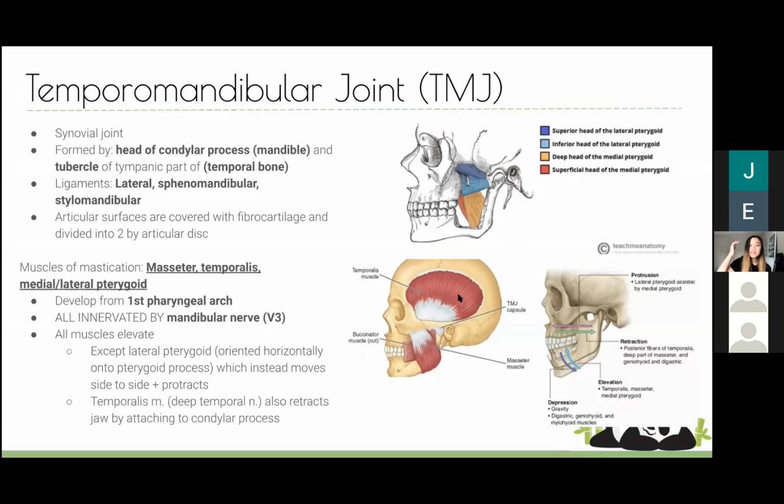All of them elevate except the lateral pterygoid, because it's kind of like horizontal because it's lateral. And so that kind of moves your jaw side to side instead. And it also does some protraction. Your temporalis muscle also retracts the jaw because it attaches to the condylar process. So that's kind of how I think about it. I would just generalize and then think about the exceptions.